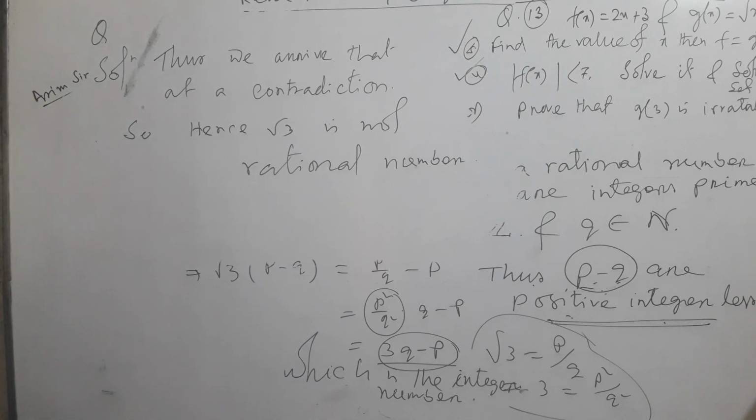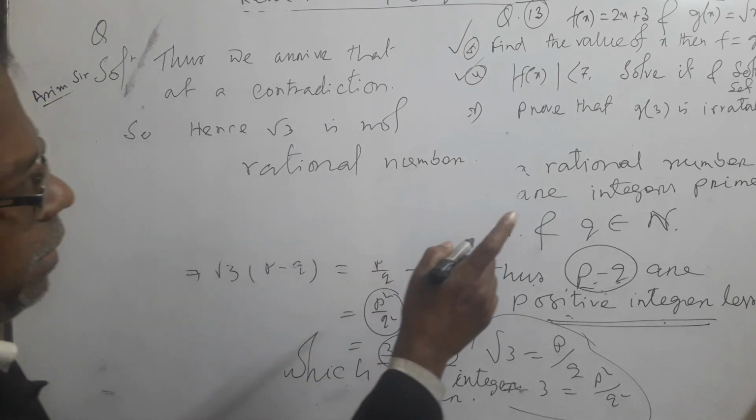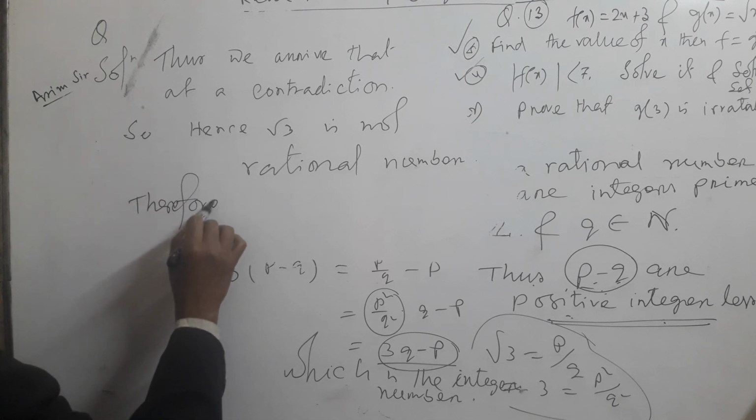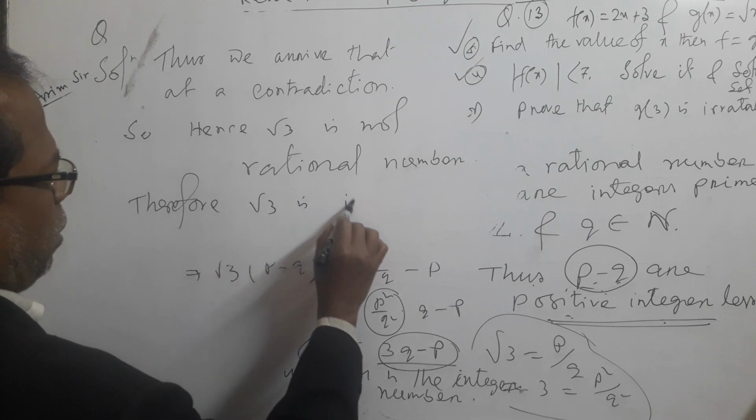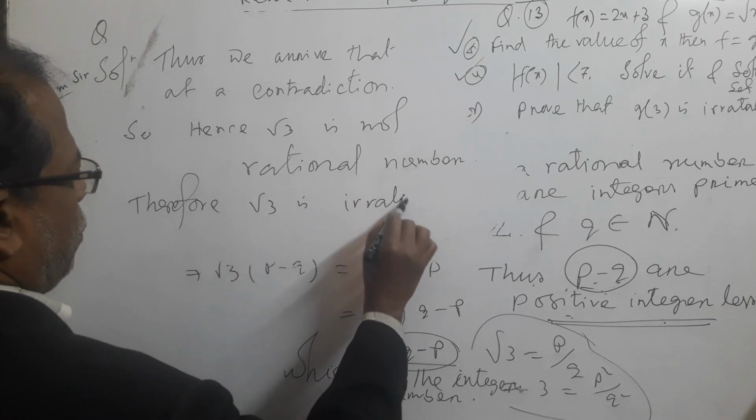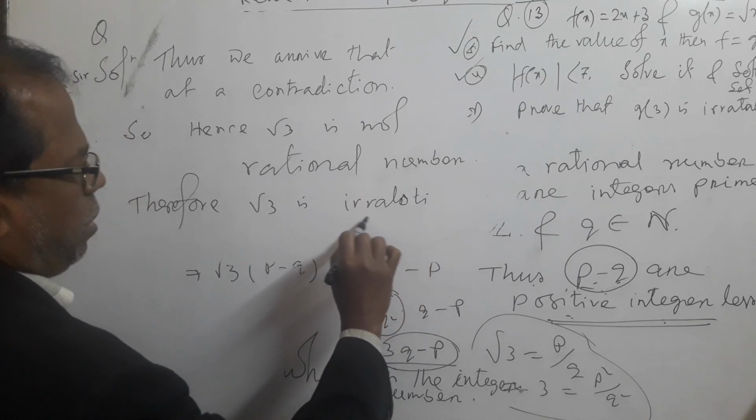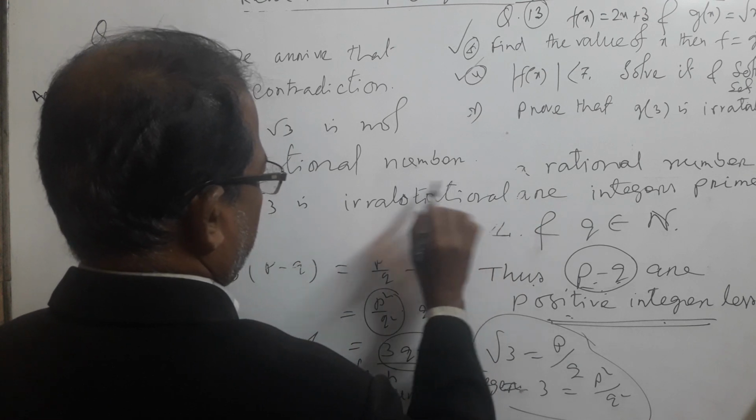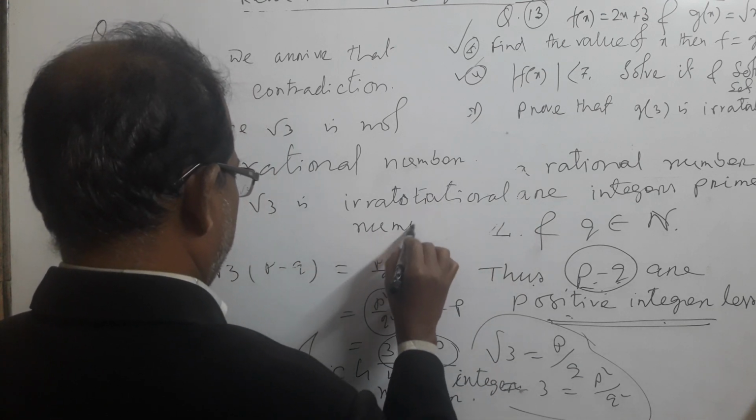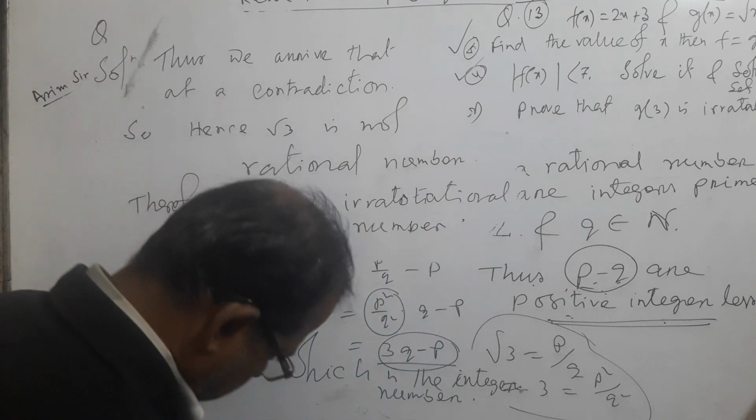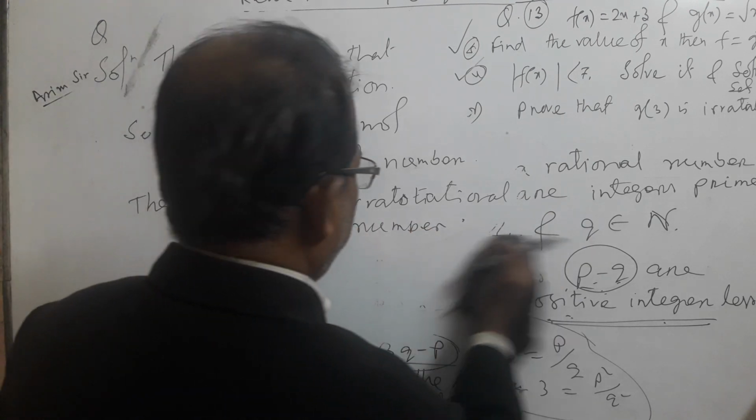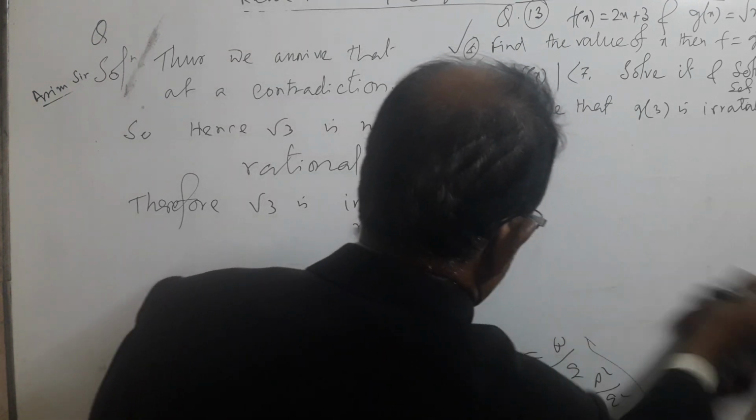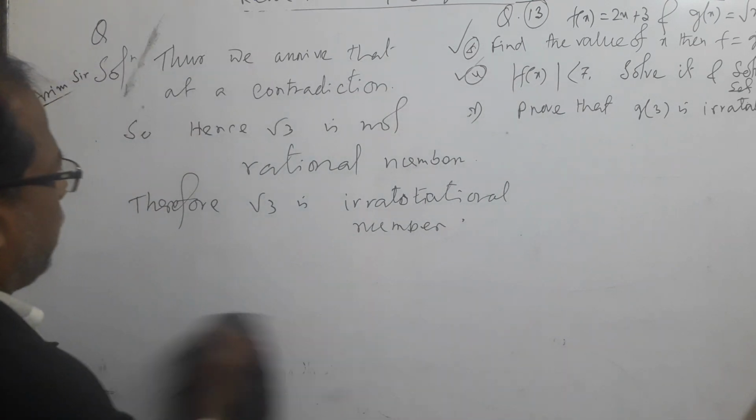Root 3 is a rational number, or root 3 is irrational. Therefore root 3 is an irrational number. Clear? It's so clear.